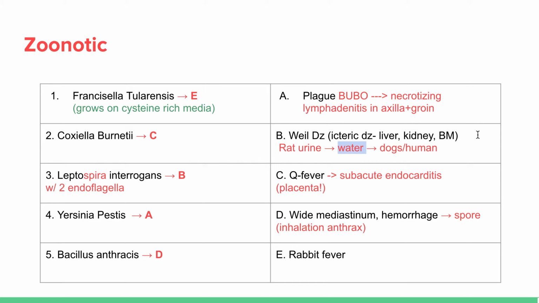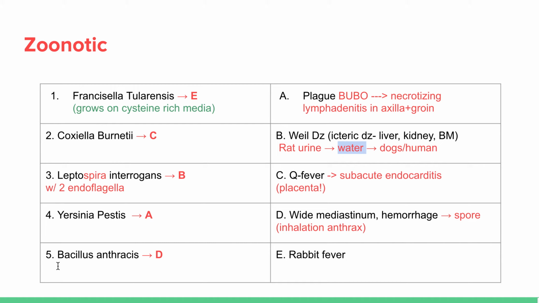Number 4 is Yersinia pestis. Yersinia pestis is plague, right? And plague, what we see really classically with Yersinia is these things called buboes. They're necrotizing lymphadenitis in the axilla and the groin. Okay, and then this is just really important. I've also seen this asked in UWorld quite a lot of times. So Yersinia pestis is plague and associated with bubo.